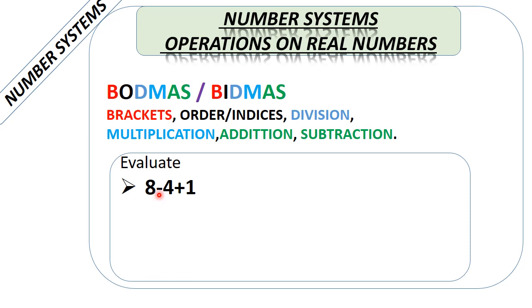Again, here we have subtraction and addition. If we look at our BODMAS, we see that for these two, it depends on which one is on the left-hand side, the leftmost operator, which in this case is subtraction. So we'll start with subtraction. 8 minus 4 gives us 4 plus 1. 4 plus 1 is 5. So we can conclude that 8 minus 4 plus 1 is 5.